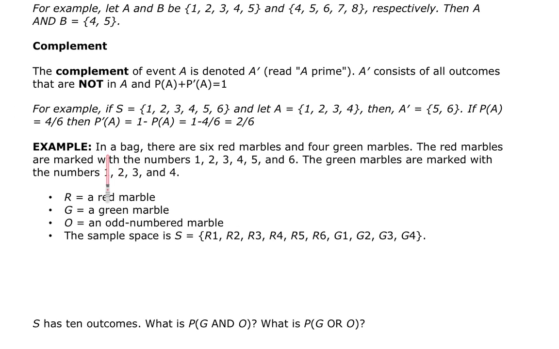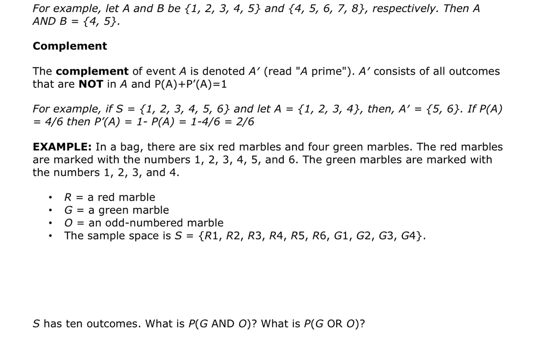So as in this example, we have a bag. There are 6 red marbles and 4 green marbles. The red marbles are marked with the numbers 1, 2, 3, 4, 5, and 6. The green marbles are marked with the numbers 1, 2, 3, 4. R represents a red marble, G is a green marble, O is an odd marble. So the sample space would be red 1, 2, 3, 4, 5, 6, green 1, 2, 3, 4.